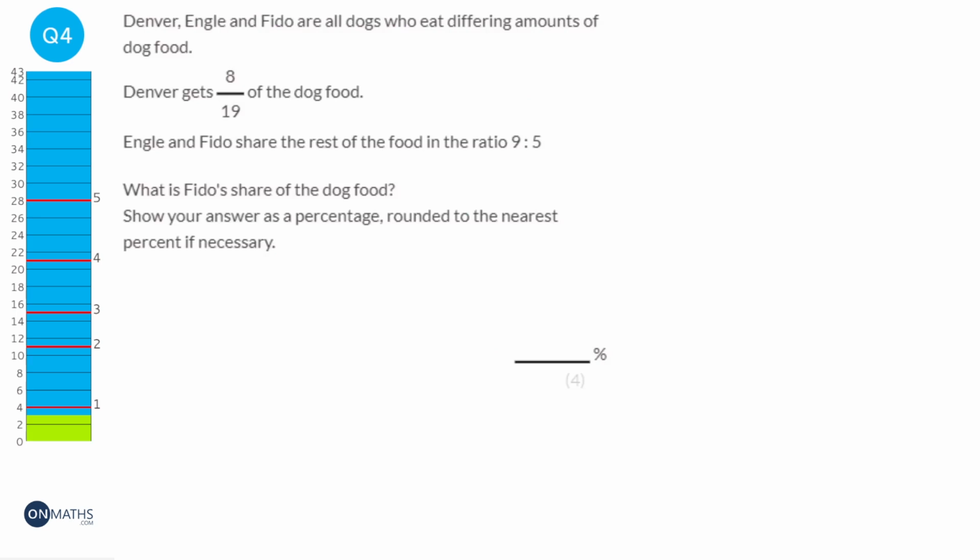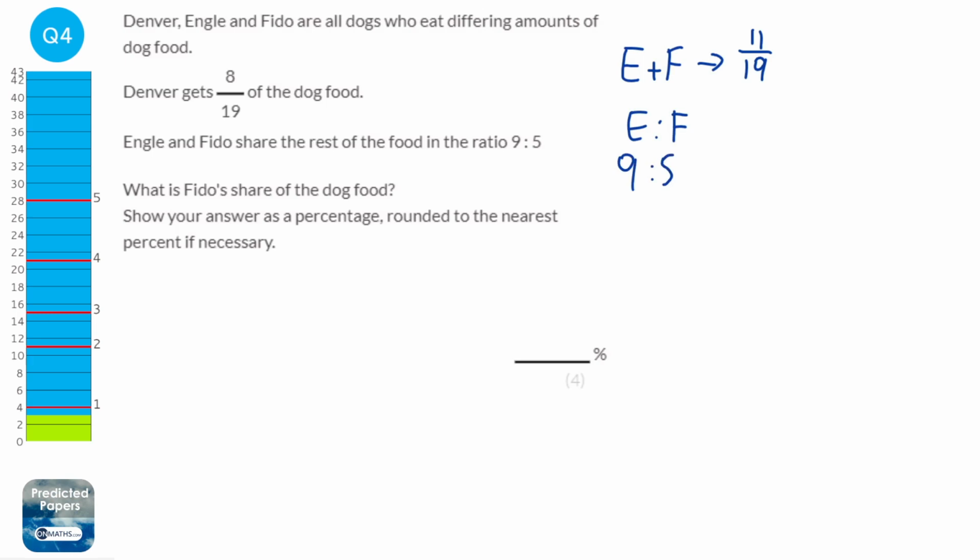The first piece of information I'm going to focus on is the fact Denver gets 8/19. Denver gets 8/19, that means that Engel and Fido together must get 11/19 because they have to add up to 1. So we're only looking at 11/19. I'm going to focus on the ratio next of Engel to Fido. So it's 9 to 5. Let's have a look and see, first of all, how many parts there are altogether. So 9 plus 5, which is 14 parts.